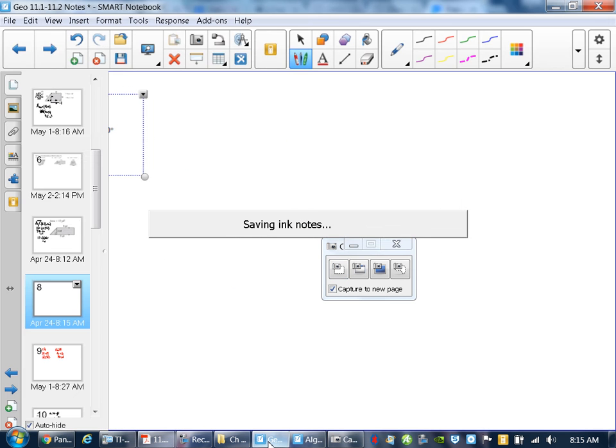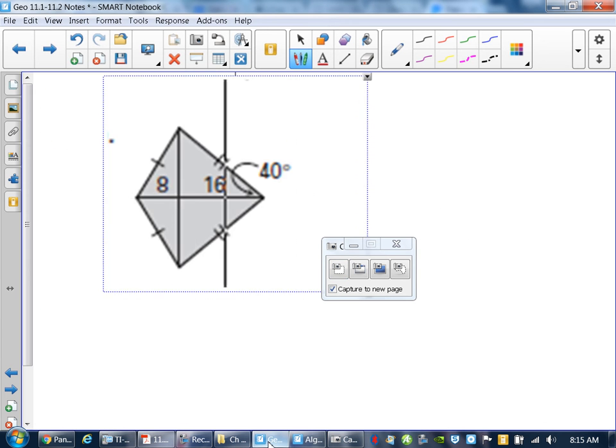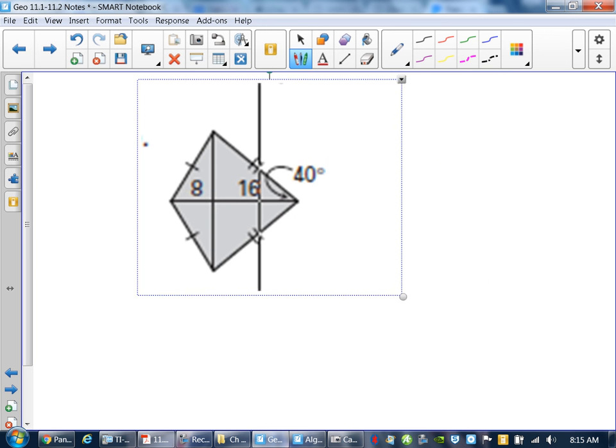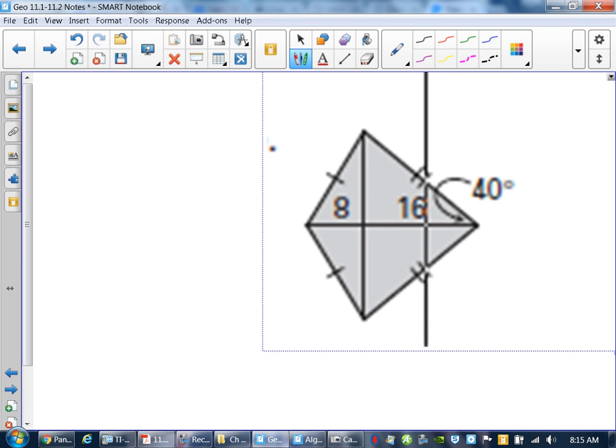Let's see if this works. All right. I apologize for the line drawn through the middle, but yeah, we have a kite. All right.